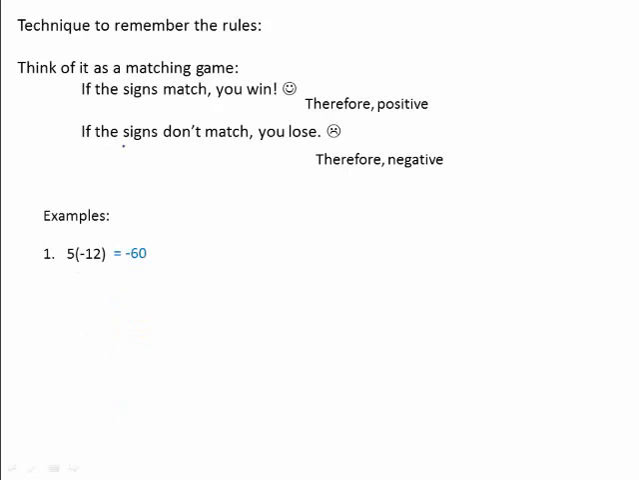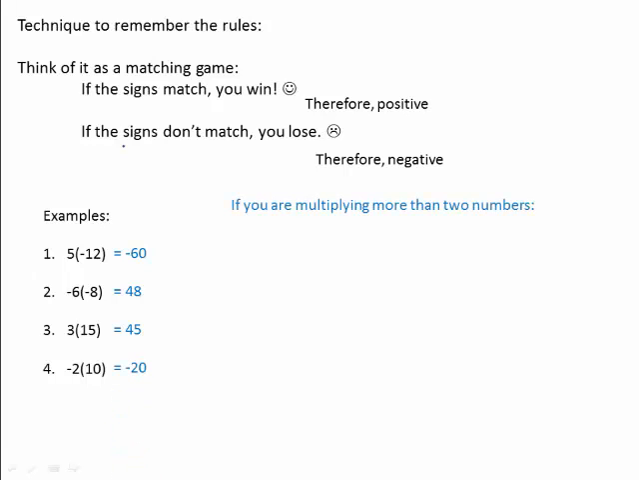So here are some examples. Positive times a negative gives me a negative. Negative times negative will give me a positive. Positive times positive gives me a positive. Negative times positive gives me a negative.